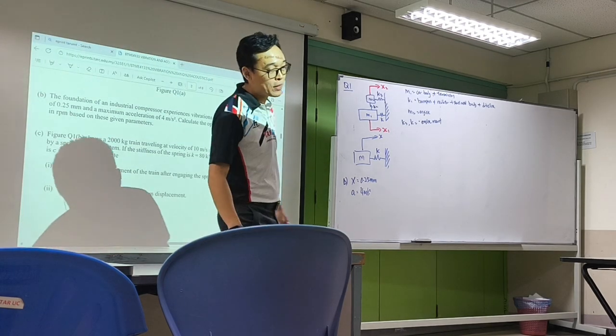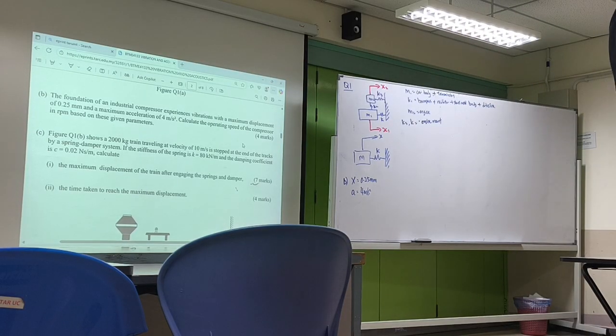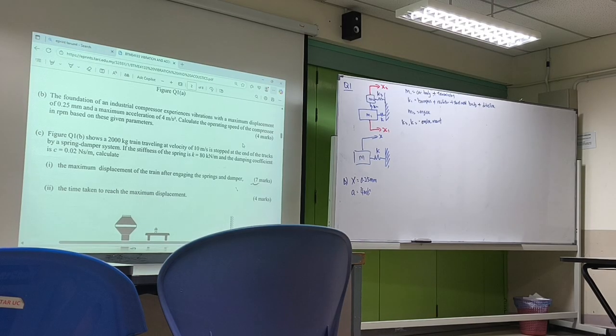So how to solve? We have displacement and acceleration only. Can you find the operating speed? Can you help to find? No idea. Okay, so what's the relationship between RPM and displacement?